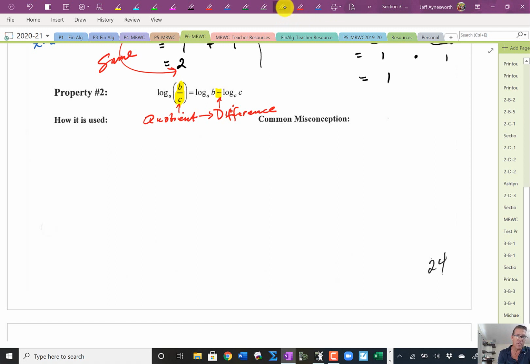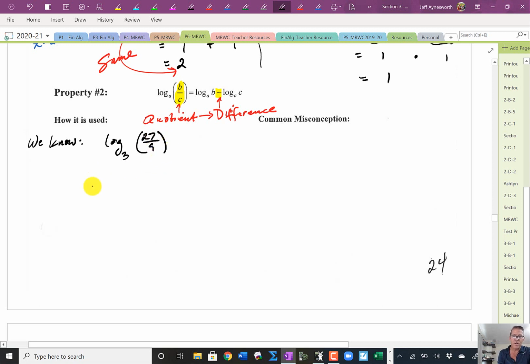Let's take something that we know. Let's take a base 3 example here: log base 3 of 27/9. Let's deal with something that we can deal with. Obviously 27 divided by 9 is 3. So this is equal to log base 3 of 3.